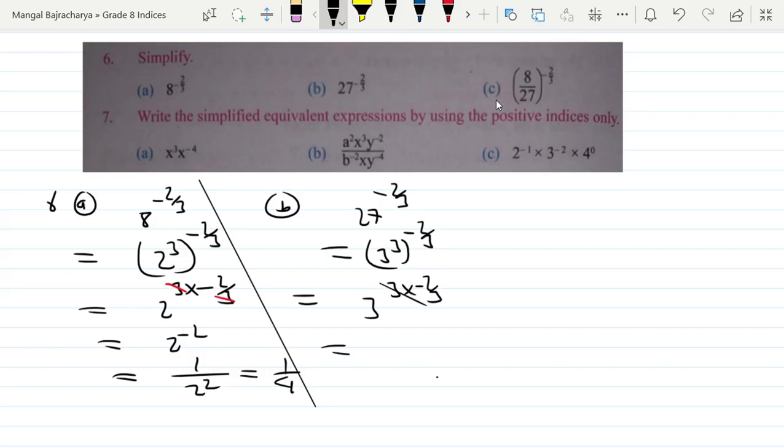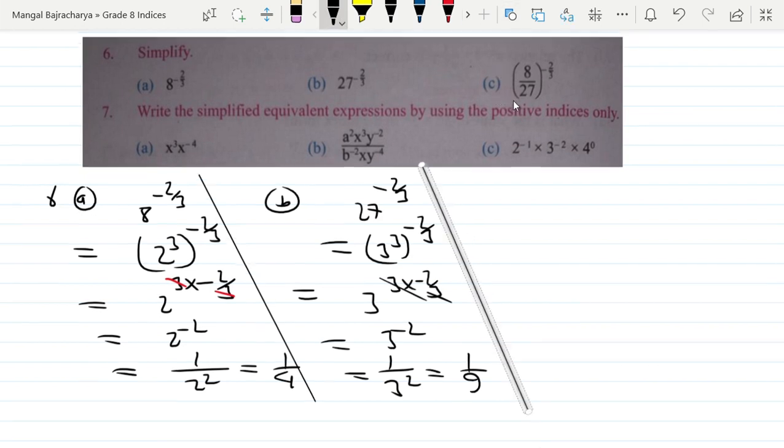And then the 3s cancel, so 3 power minus 2, and now we remove the negative power by taking the reciprocal of it, and we get 1 by 9. 3 square is 9, is it? So number B is done. And now we go with number C.